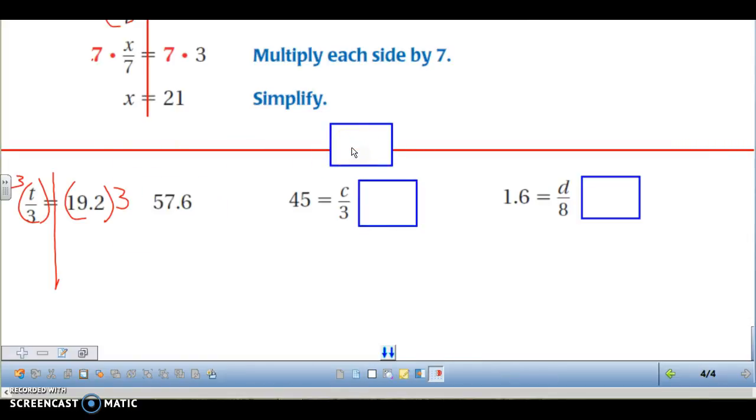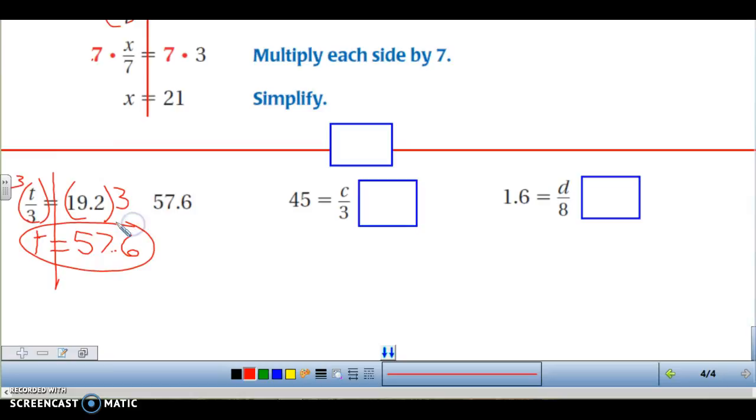Giving us a total of 57 and 6/10. T is equal to, all right. Remember to make sure that you predict what it is at first. 3 times 19, now 19 is about 20, so 3 times 20 is 60. You'll notice that your answer is very reasonable.